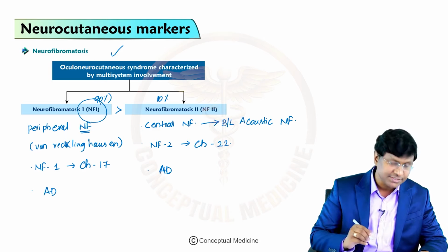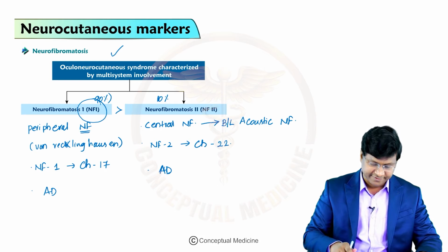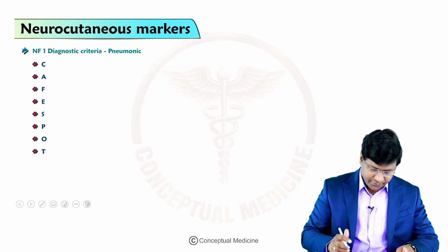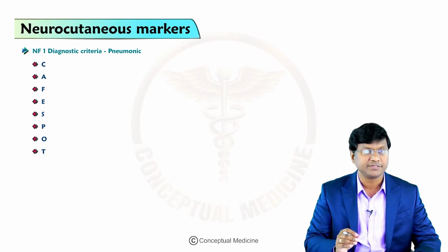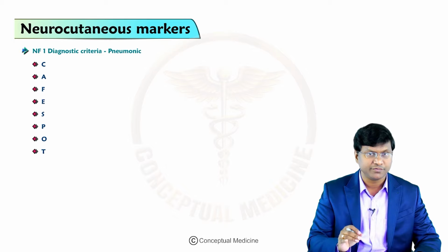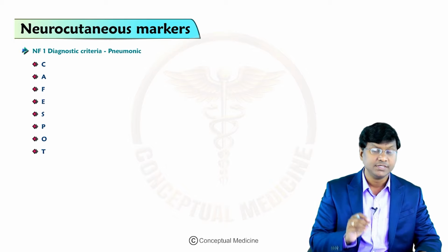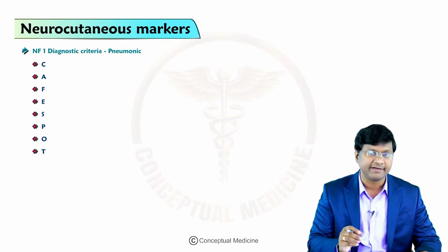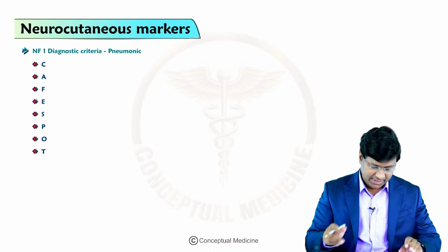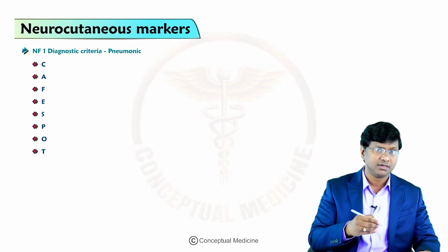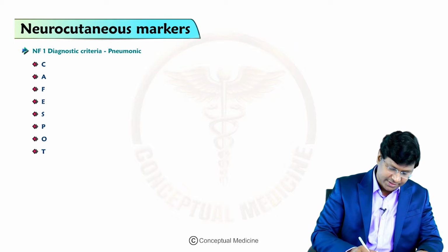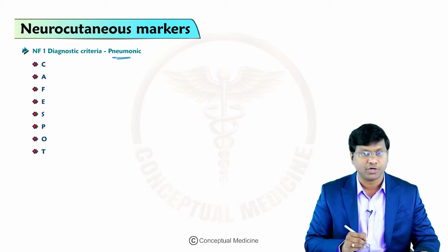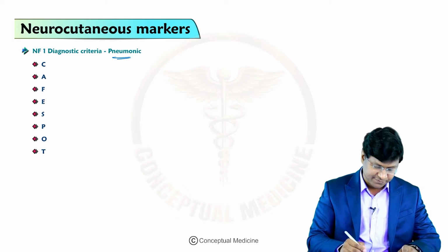Now let me take up the discussion of neurofibromatosis type 1. If you take the diagnostic criteria, please remember the very important cutaneous manifestation in patients with neurofibromatosis type 1 is the presence of café-au-lait spots. I'll show you those café-au-lait spots. So the criteria in case of neurofibromatosis type 1, the mnemonic is CAFE SPOT, right? The mnemonic is CAFE SPOT.